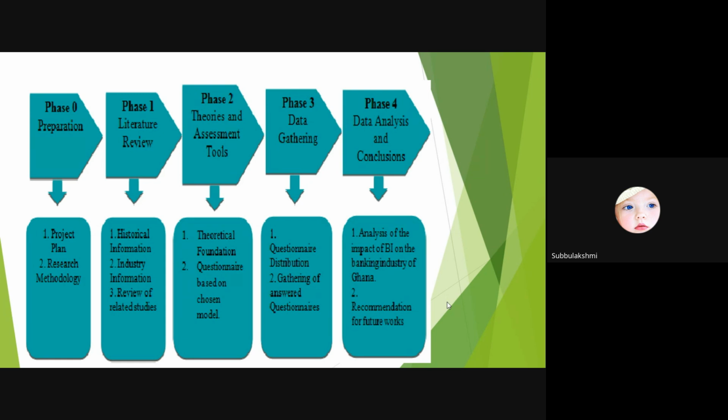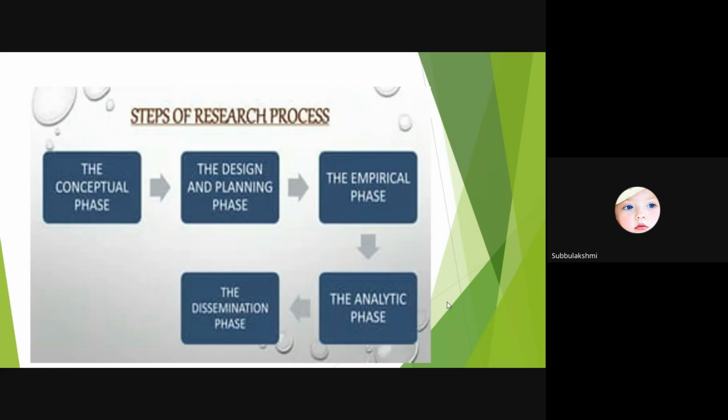Next, phase 3 is data gathering, that is questionnaire distribution and gathering of answered questionnaires. Next, phase 4 is data analysis and conclusion, analysis of the impact. This is an example that is given. So recommendations: analyzing data and coming to a conclusion.